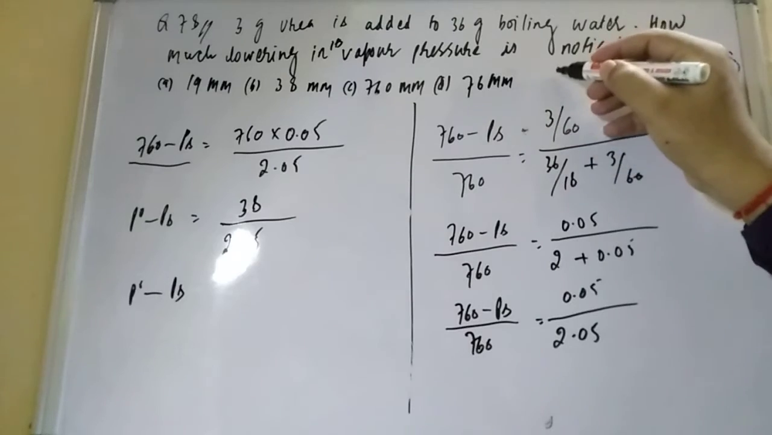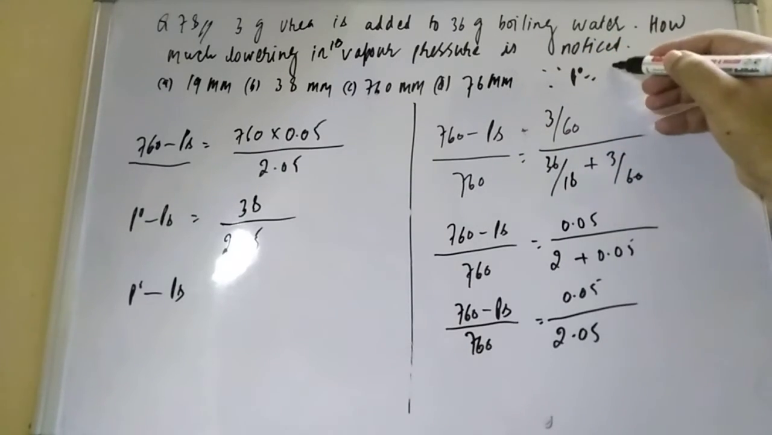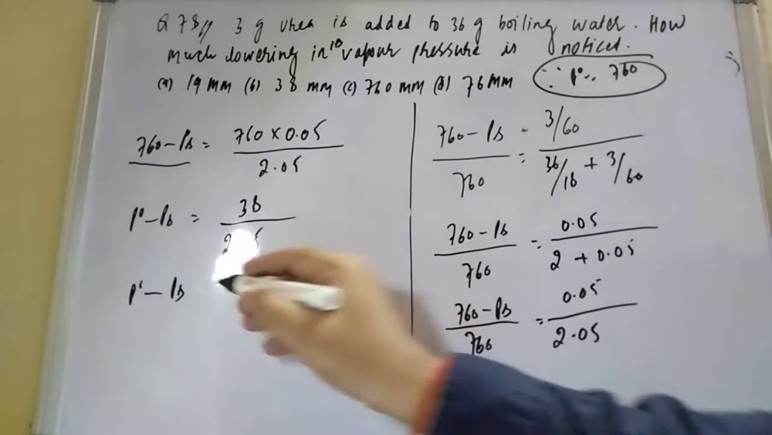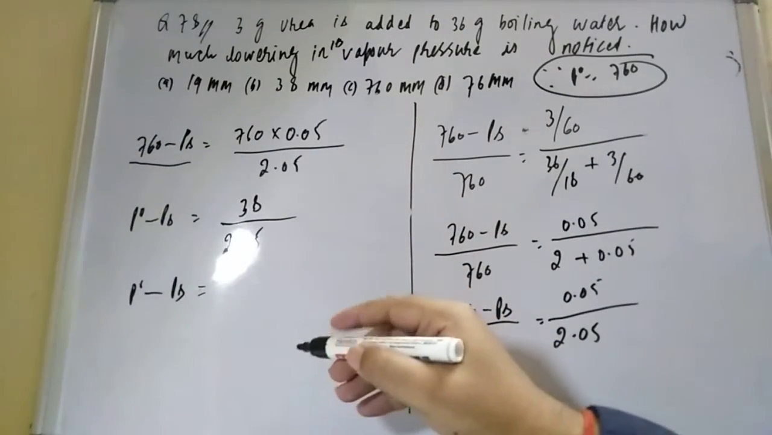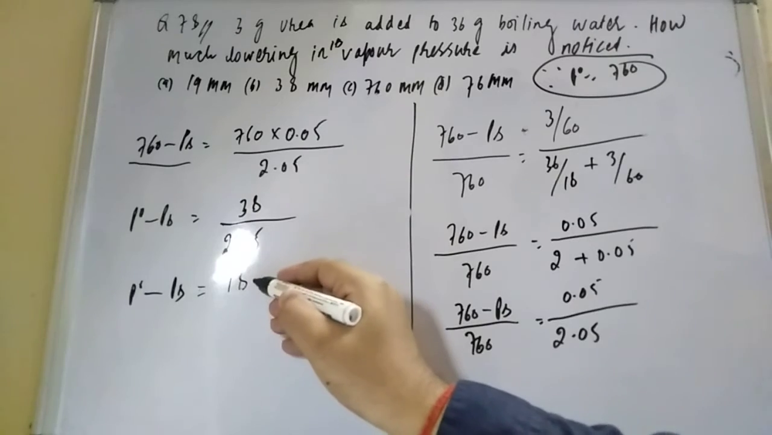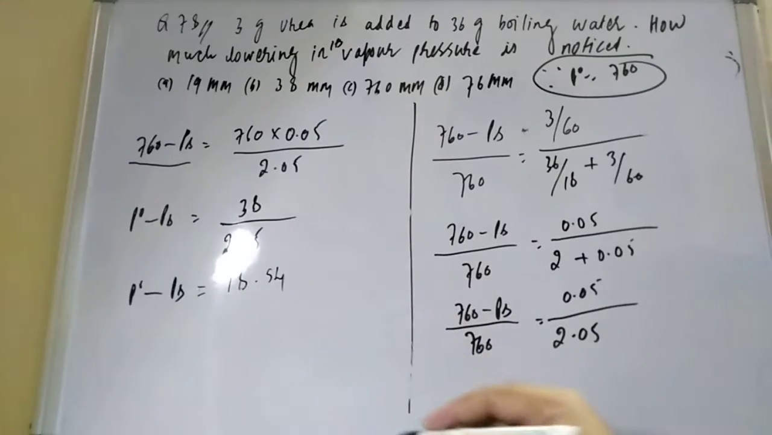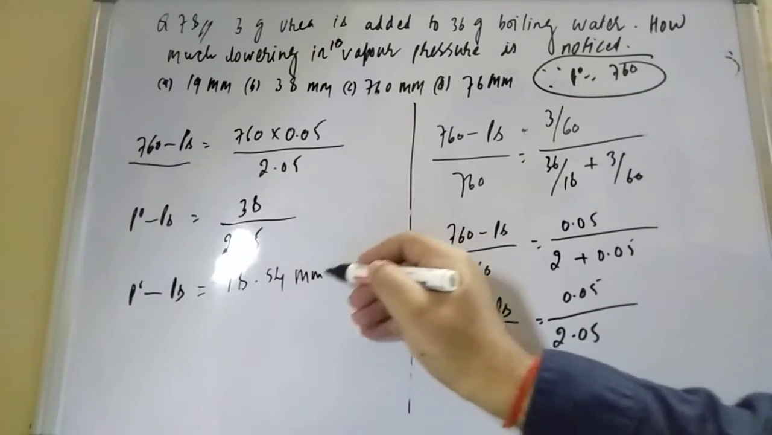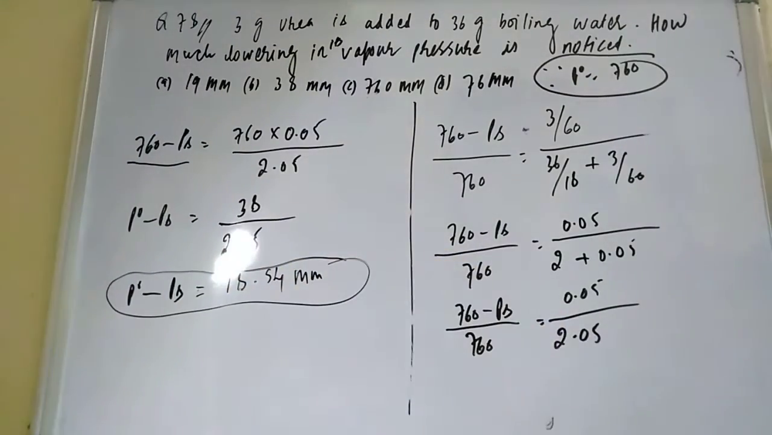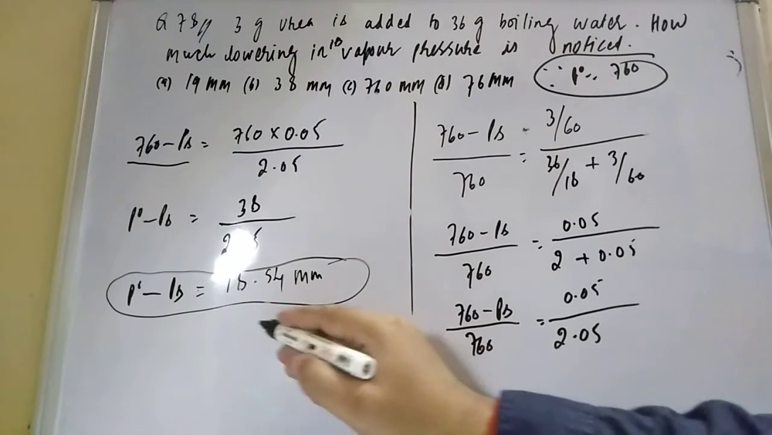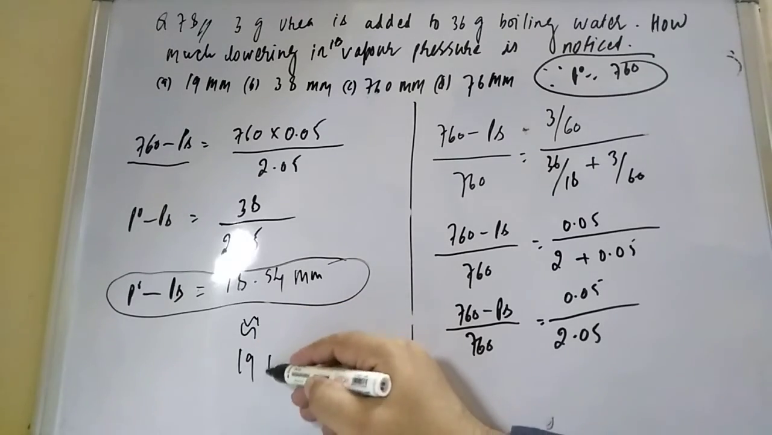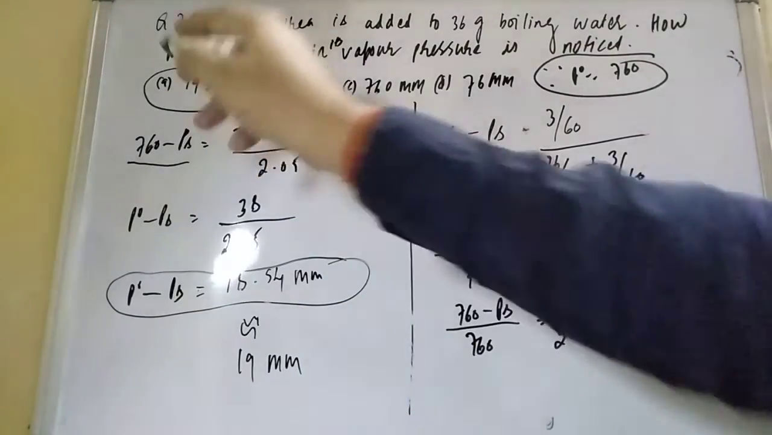P naught, student, is equal to 760, so I am directly writing. If you are considering 760, that is also up to you how much you are understanding. So it is coming 18.54. So this much pressure will be lowered. So the lowering in the vapor pressure is 18.54, and if you talk about the round figure, 19 mm. So option number A is the correct option.